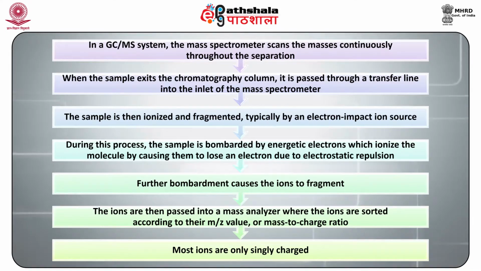During this process, the sample is bombarded by the energetic electrons which ionize the molecule by causing them to lose an electron due to the electrostatic repulsions. Further bombardment causes the ions to fragment. The ions are then passed into the mass analyzer where the ions are sorted according to the m/z value or mass to charge ratio. Most ions are only singly charged.